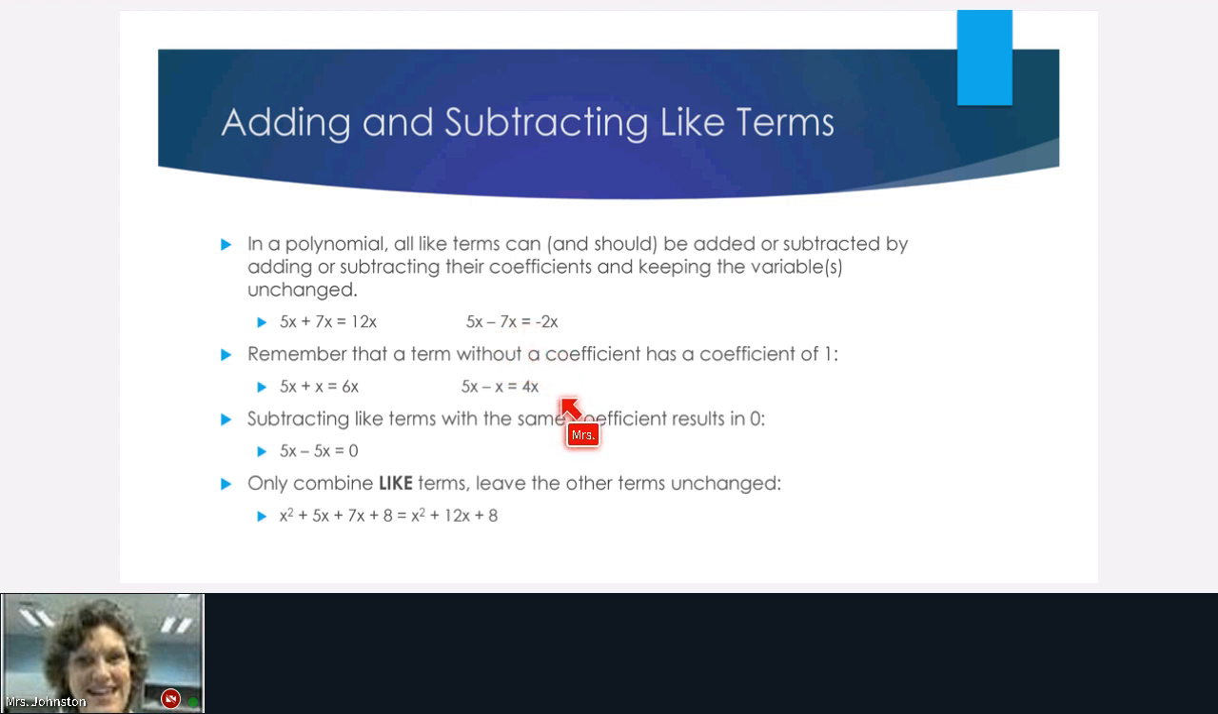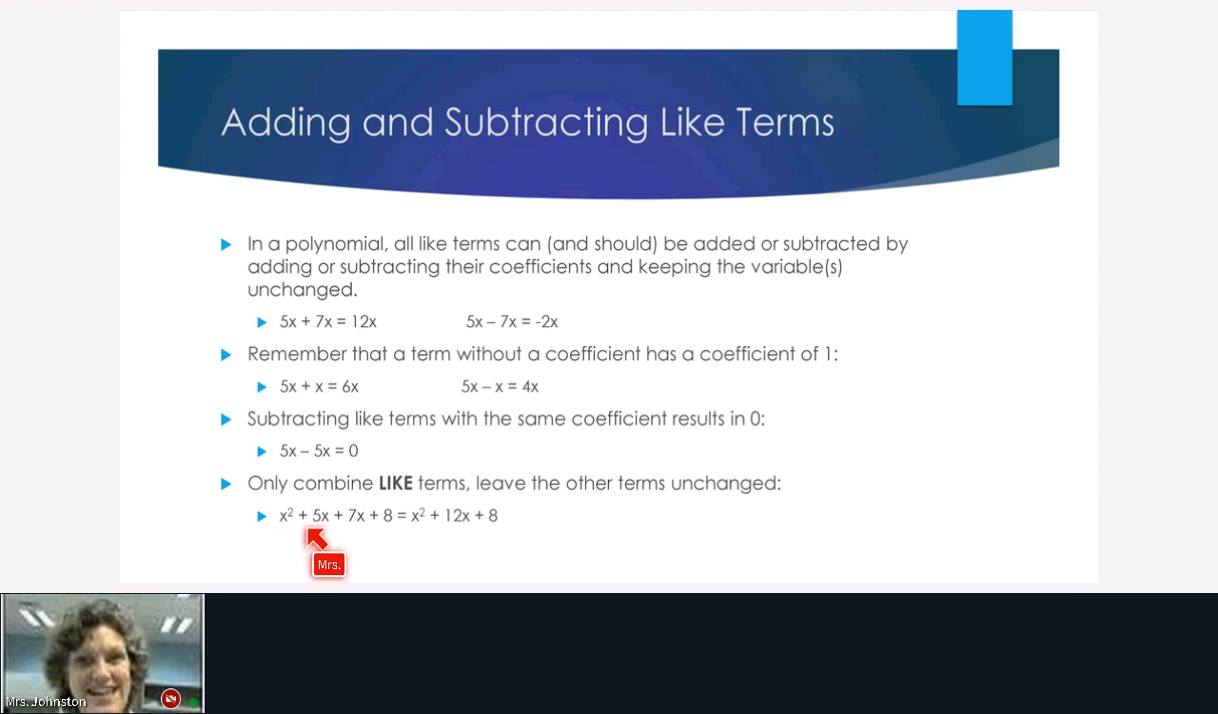Remember that a term without a coefficient has a coefficient of 1. So if I'm adding 5x plus x, that's 1x. So 5x plus 1 more x would be 6x. And subtracting would be the same. If the terms are the same, 5x minus 5x equals 0, just like any other two numbers that are equal, subtract to be 0. Remember, you can only combine like terms.